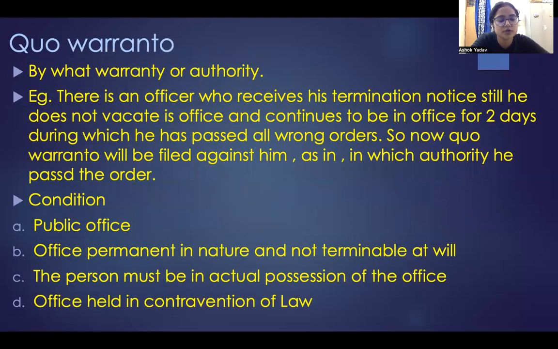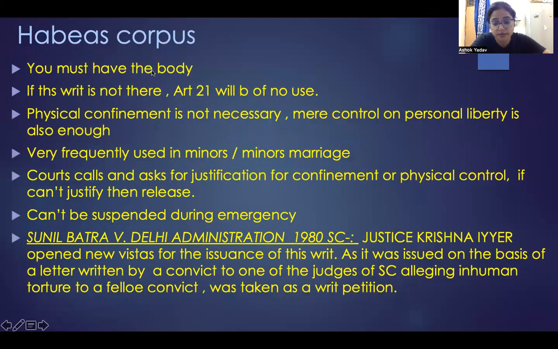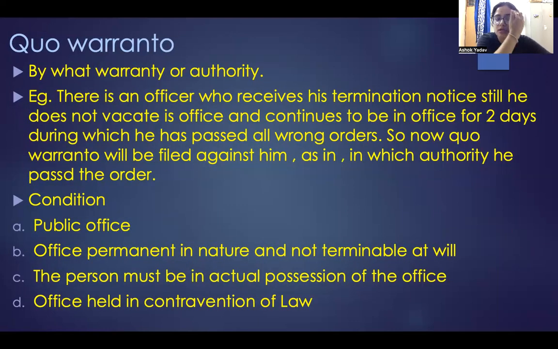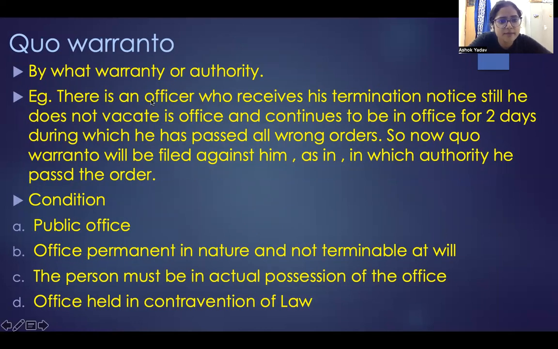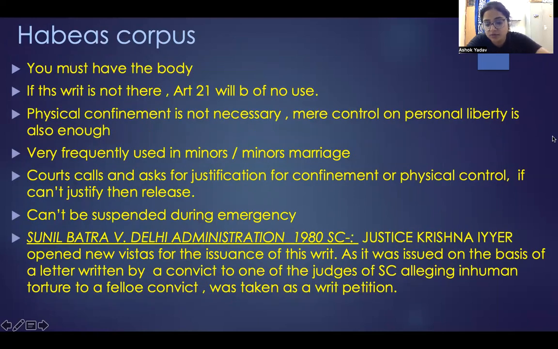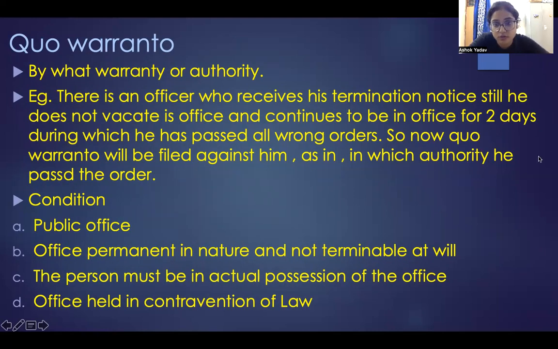Now, the next writ that we'll be discussing is quo warranto. Sorry, this is the fourth writ. It means by what authority or by what warranty. For example, there's an officer who receives his termination notice. Still, he does not vacate his office and continues to be in office for 2 days. And in those 2 days, he passes all wrong orders. So now quo warranto will be filed against him. He will be asked by what authority he passed those orders.